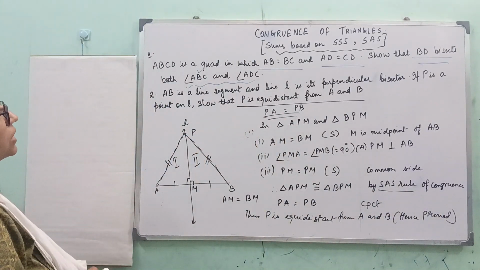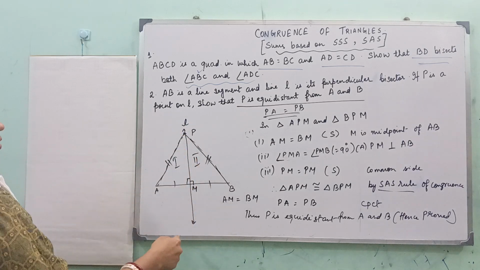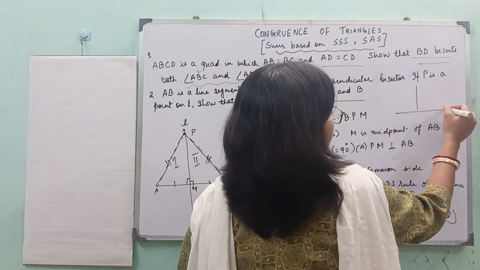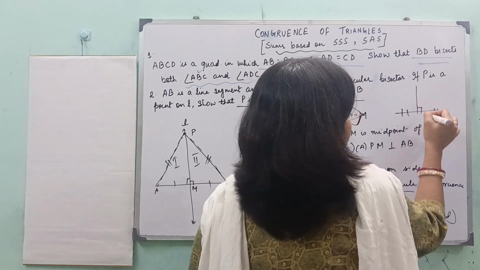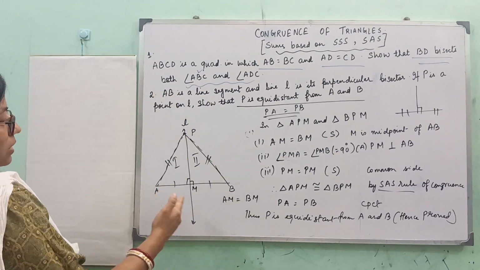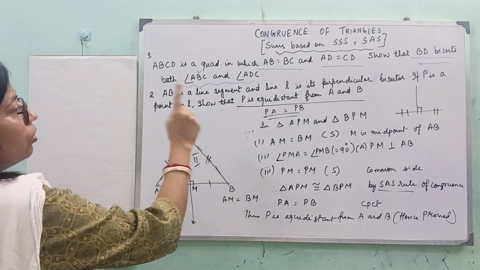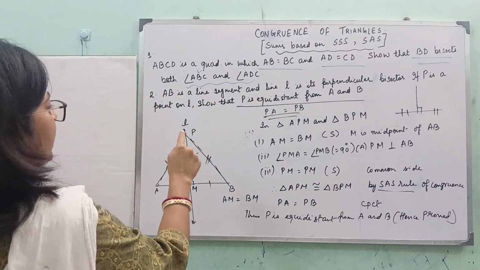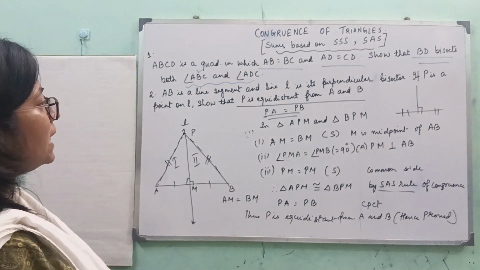So what was the question? The question was AB is a line segment and we have a line L which is the perpendicular bisector. Everybody knows what is a perpendicular bisector. Perpendicular bisector breaks a line segment into two equal parts and intersects it at a right angle. Okay. So L was a perpendicular bisector. Now say P is any point on the line. So P we have considered a point on the line. We have to show that this point P is equidistant from the two points A and B.